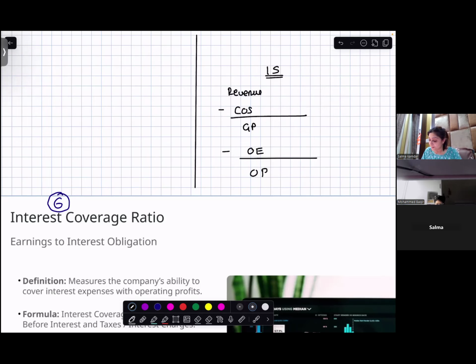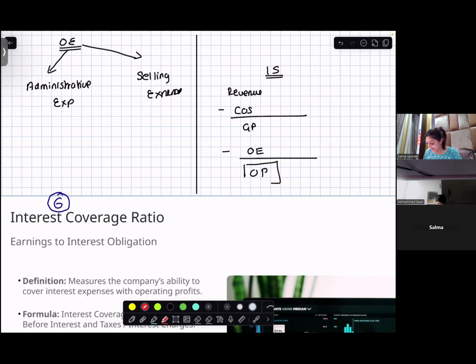When you say you minus your operating expenses, what are your operating expenses made of? Operating expenses are your administrative expenses. That means your office expenses and your selling expenses. Are you with me? Operating profit is the profit that I am looking at. Operating profit is the net profit before interest and tax.